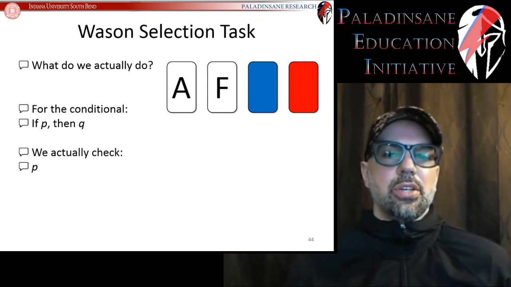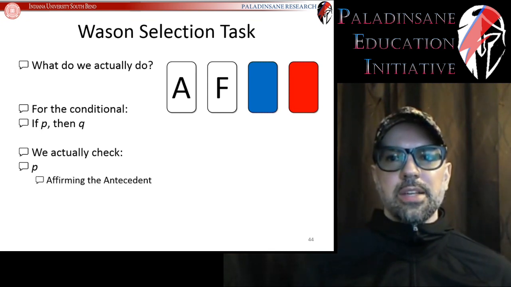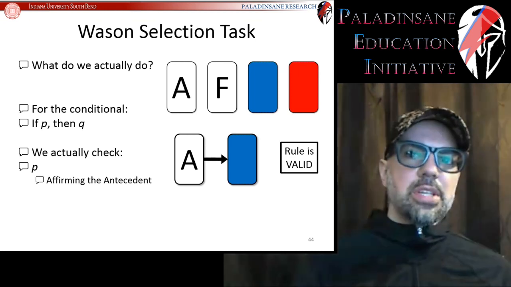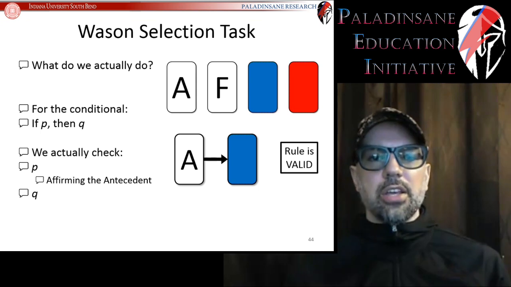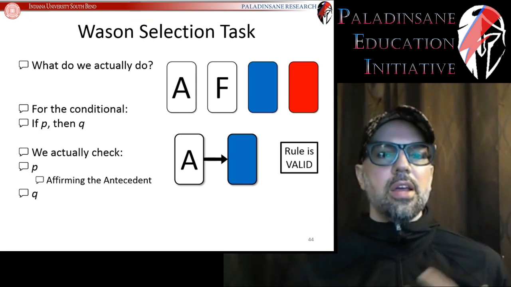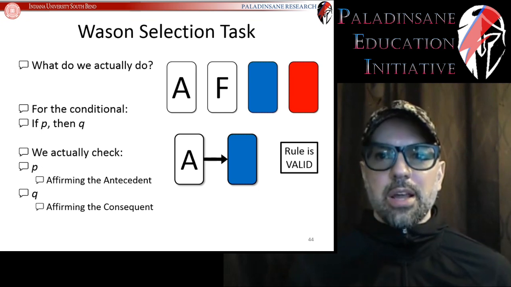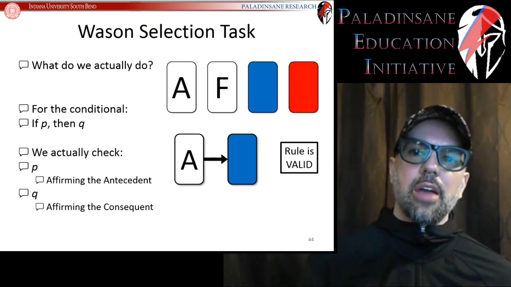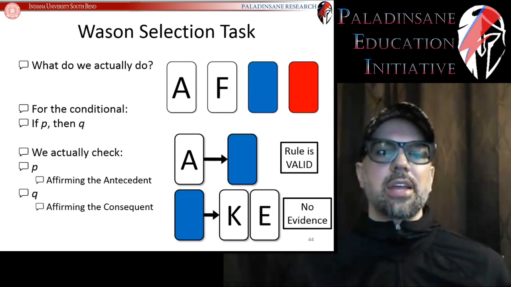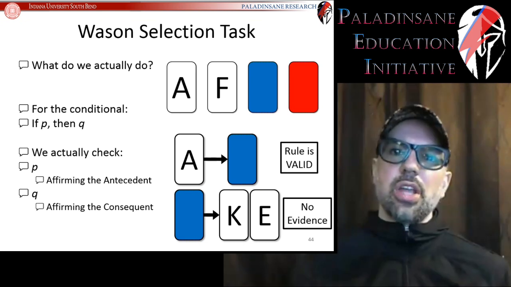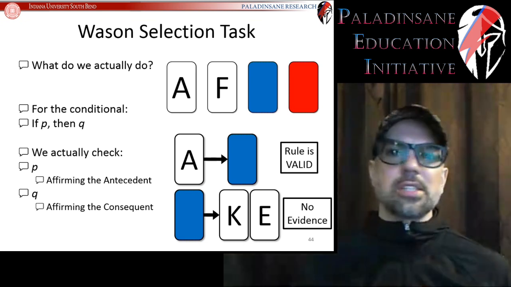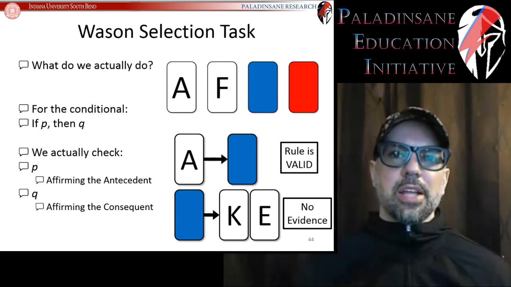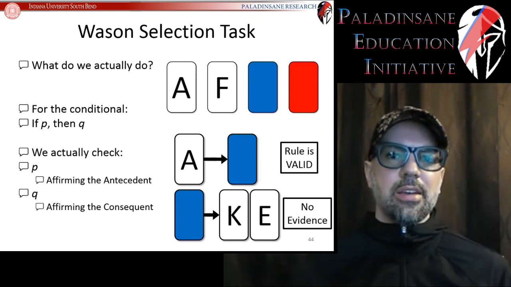Well, as it turns out, we actually do check P. We actually do affirm the antecedent. That was the one that we typically got correct. The error that we typically make, however, is we also check Q. That's the error that we typically fall for. We fall for the invalid argument of affirming the consequent. So in this, if it has a vowel on one side, it has to be blue on the other. We tend to fall for the trap of checking the blue card. And again, that gives us no evidence because if we flip it over, regardless of what's on the other side, it doesn't matter. It gives us no evidence whether the argument has been followed because this is an invalid argument.